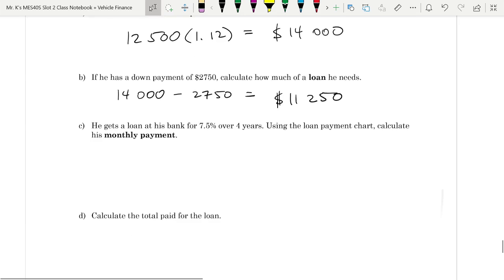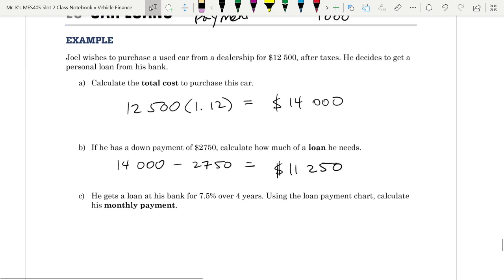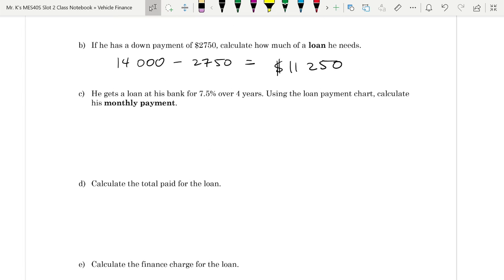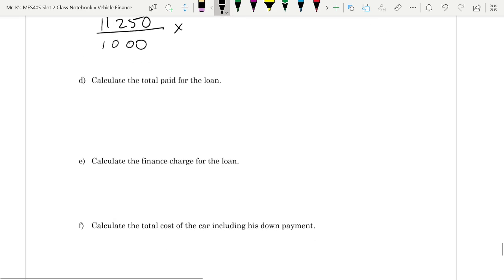Anyway, this is the loan. What's this person's name again? Joel. This is the loan Joel's getting, $11,250. Now, let's calculate with our new formula how much this loan costs him. It's $11,250, how much he's borrowing, divided by 1,000 times, and now I look this up, 7.5% over 4 years. I go to my chart.